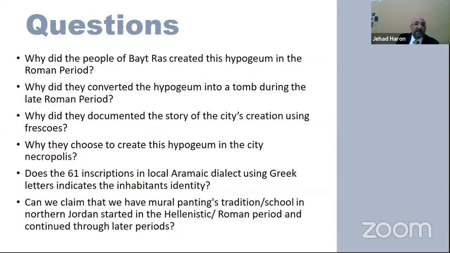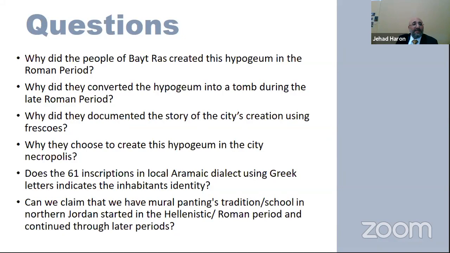Why did the people of Petras create this Hippogem in the Roman period? Was it a practice, or a sign of loyalty, or did the founder of the city want to document this creation of the city, and why did he want to do that, or the group of people at that time who came up with this idea?